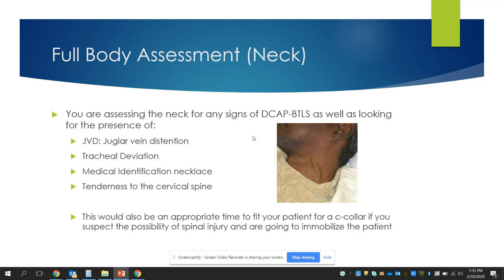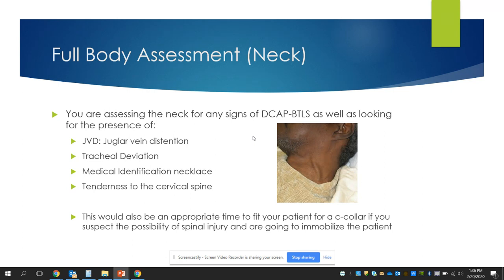Moving down from there, you're going to look at the neck. And so here you're going to look for any DCAP-BTLS, also looking for any jugular vein distension, which is what you see listed in this picture here. So yes, even on a normal person, you should be able to see their vein to a certain extent, maybe depending on their size, if they turn their head or if they cough, but it should not be prominently sticking out like that unless blood is beginning to back up inside of the heart.